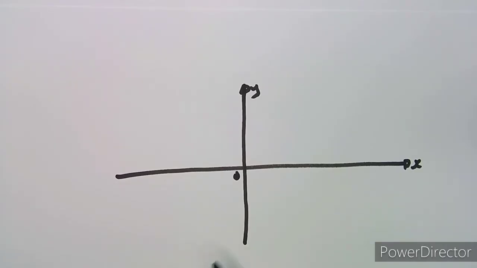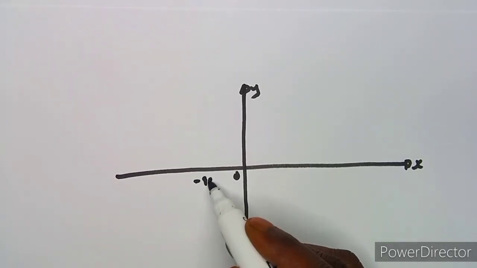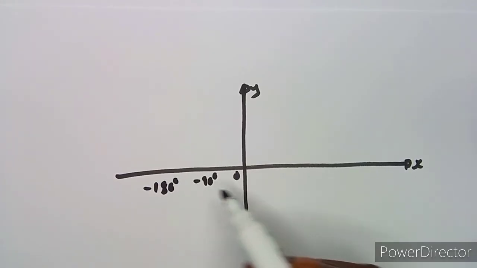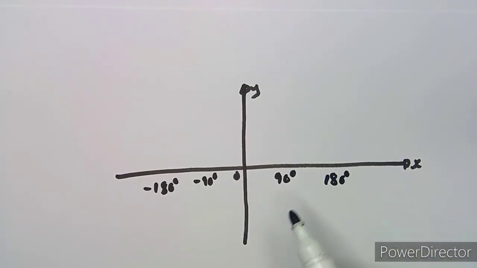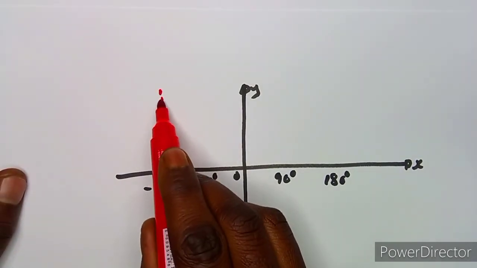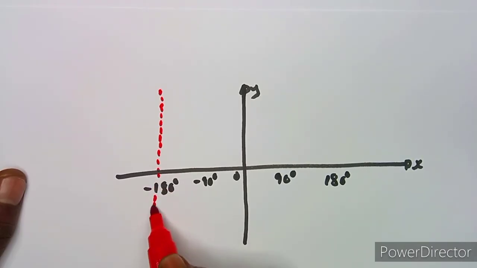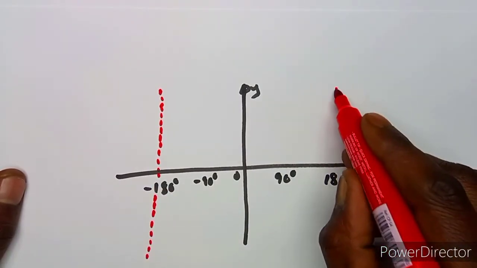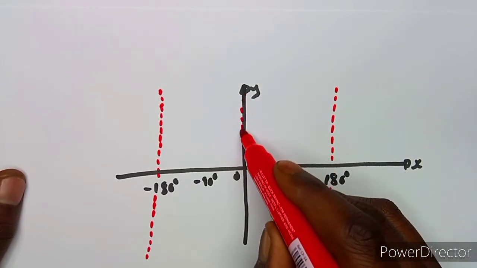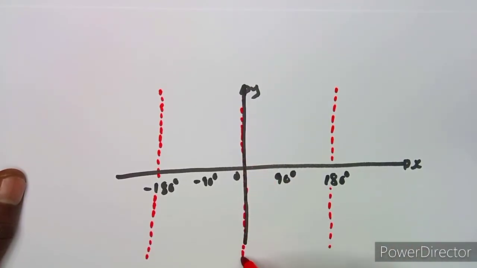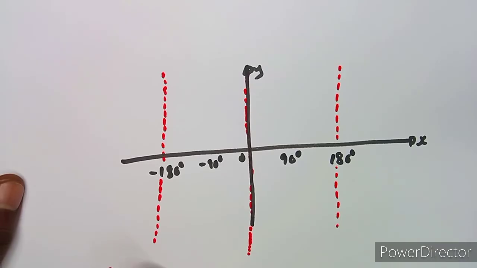Remember, it's an inverse of tan, so it's going to look like this. We're given from -180 up to 180, so this is -90, -180, 90, 180. There's an asymptote at -180, and the same thing at 180. Also, the y-axis itself is an asymptote at x is equal to 0. That's where we have your asymptotes.